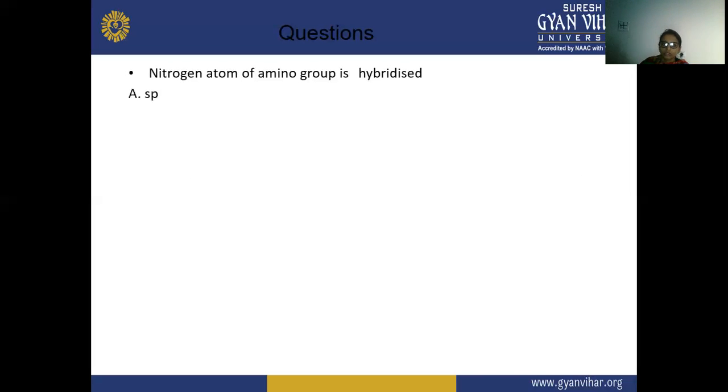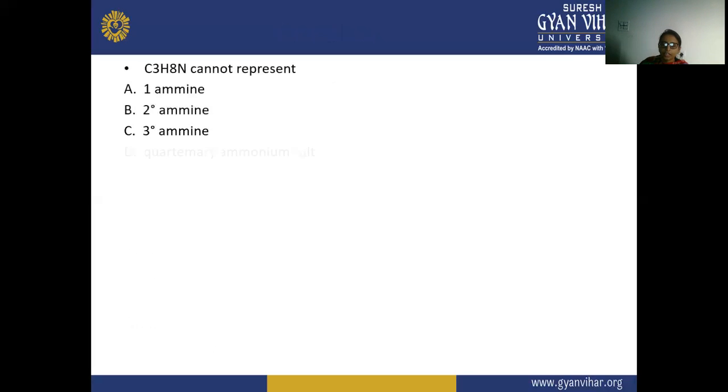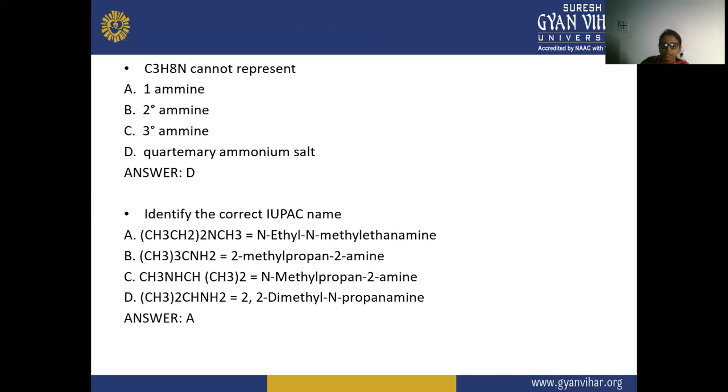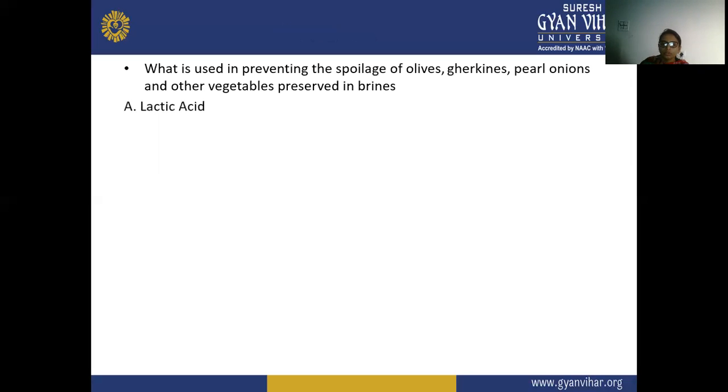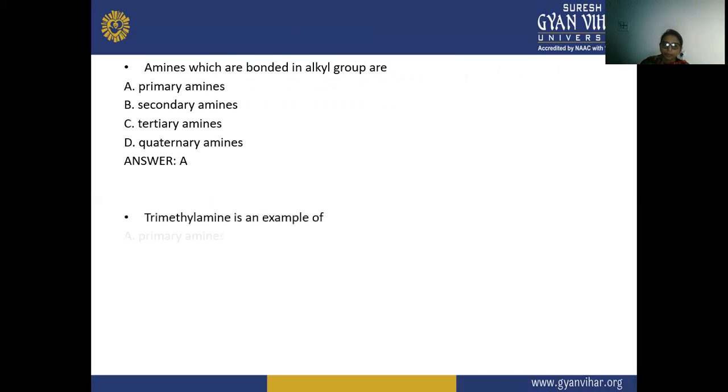So now the questions. The nitrogen atom of the ammonia group is hybridized, that is sp3 hybridized. How many structural isomers are possible for C3H9N? The answer is A. C3H8N cannot represent a primary ammonium salt. Identify the common IUPAC name. So here A is correct. What is used in preventing the spoilage of olives and wheat? That is A, lactic acid. Which is used? That is B. The amines which are bonded to alkyl groups are A, primary amines. Trimethylamine is an example of a tertiary amine.